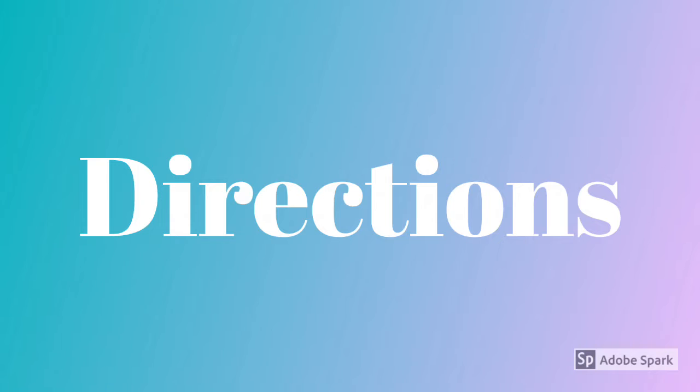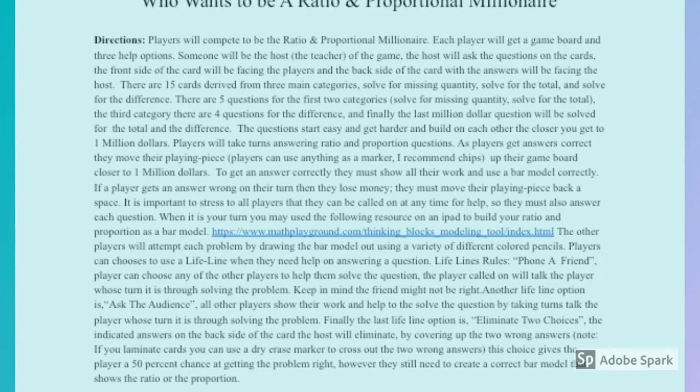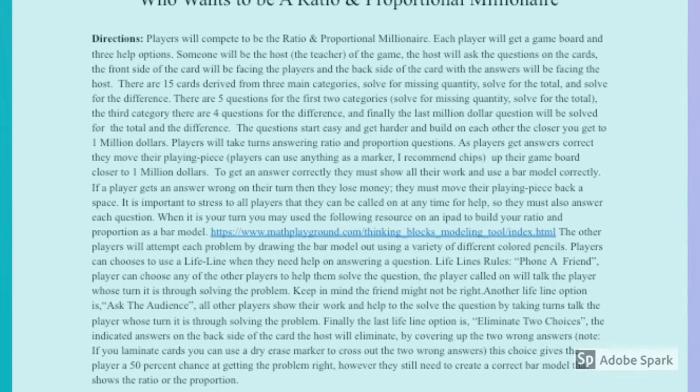All players are required to have a math notebook or some scrap paper to show all their work, even if it's not your turn. Players will compete to be the ratio and proportional millionaire. Each player will get a game board and 3 lifeline options. Someone will be the host. The host will ask the questions on the cards.